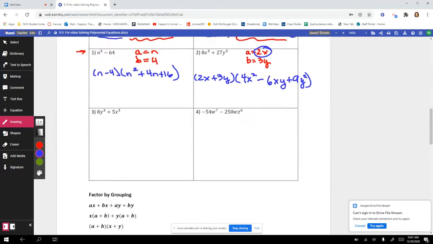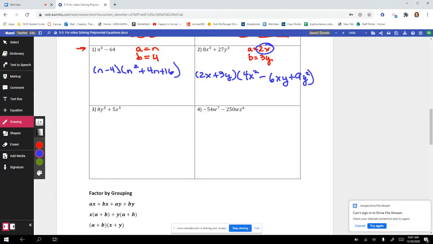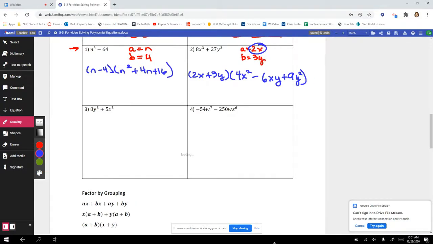Okay, let's move on. Let's look at number 3. With number 3, this is a perfect cube, right? The y cubed is a perfect cube, but the problem is with this term right here: that 5 is not a perfect cube. So this can't be factored. You just have to be careful that both terms, the coefficients and the variables, have to be factorable. Sometimes people call that a prime polynomial, meaning that you can't factor it any more.